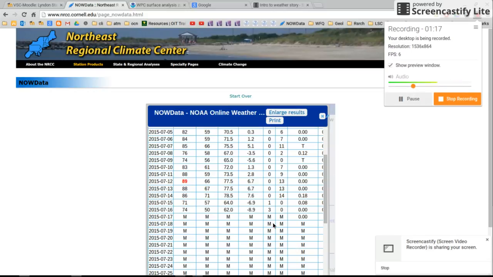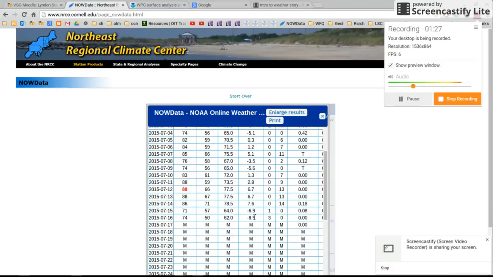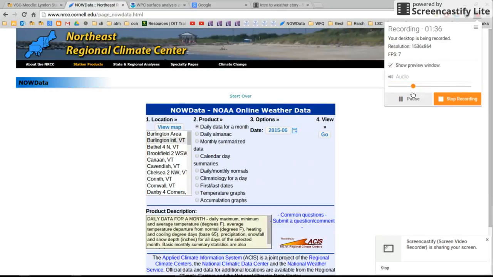How do these conditions compare to normal? Well, this over here shows the departure of the average temperature from the normal temperature. So for those 2 days, the temperatures have been 7 degrees and 8 degrees cooler than normal conditions for this time of year. If you would like these temperatures in graphical form, you can retrieve them this way.